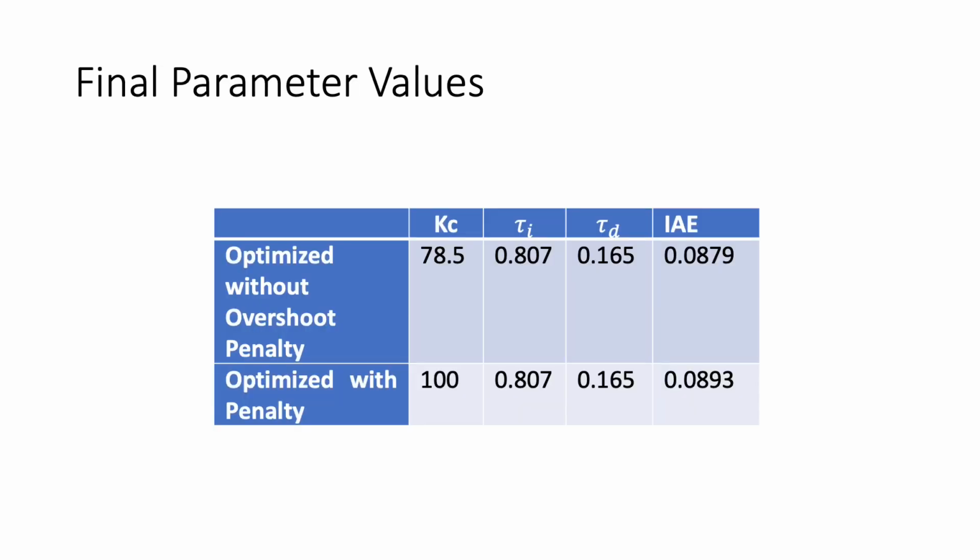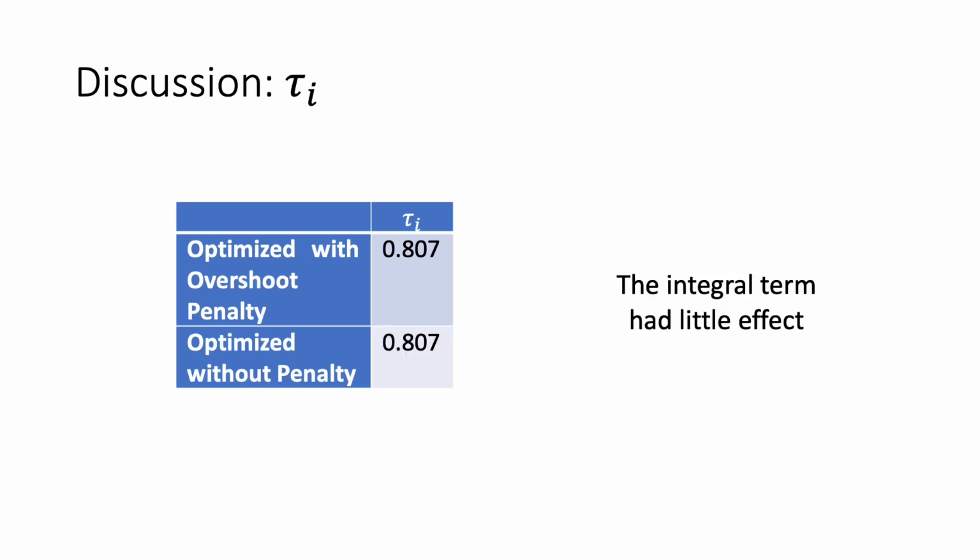So here's a table of our final values, and it's interesting to note that the optimized PID parameters without the overshoot penalty actually had a smaller integral absolute error than those with the overshoot penalty, which makes sense because although the one with overshoot penalty produced a smoother curve, you have more integral absolute error within that response. Something else we found that was interesting is that tau I had little effect on the optimized overshoot penalty versus without the overshoot penalty, and so it was pretty much negligible in that response.